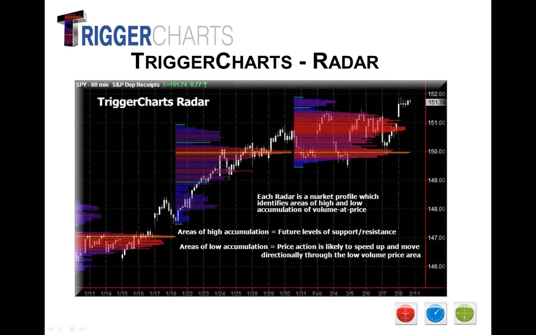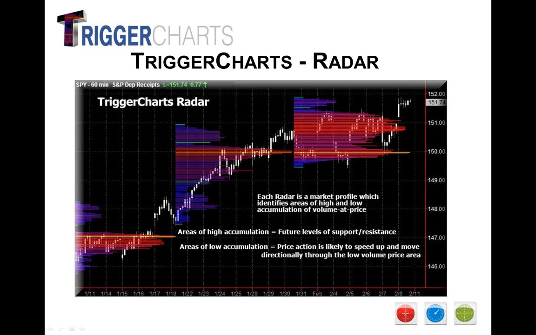And here's the radar. Here's a big look at it. Each of the individual radars is a market profile dependent on the time frame that you put in and on some of the settings that you put in. These are all configurable within the radar. And of course, these are available only on TradeStation, which I'm going to tell you in a minute how to get free. But again, look at the colors.